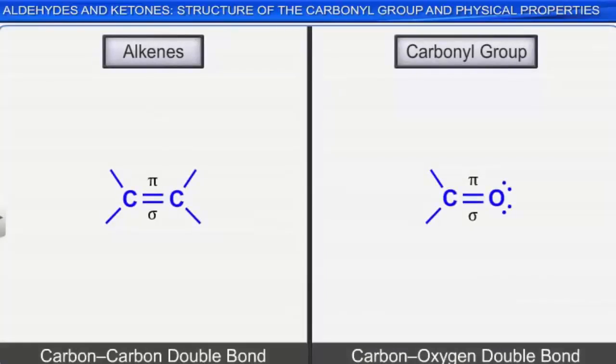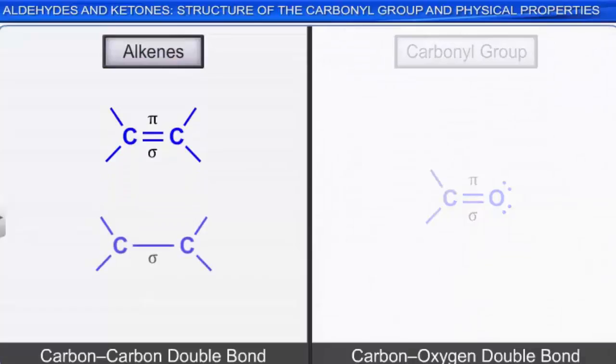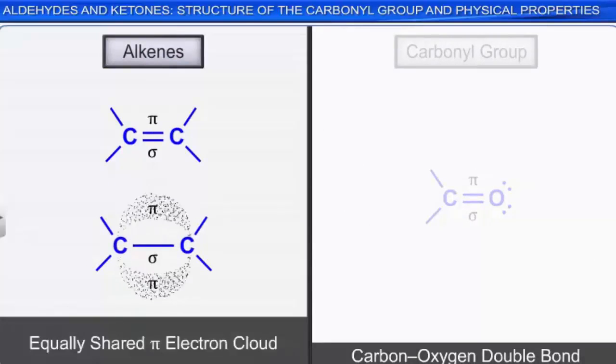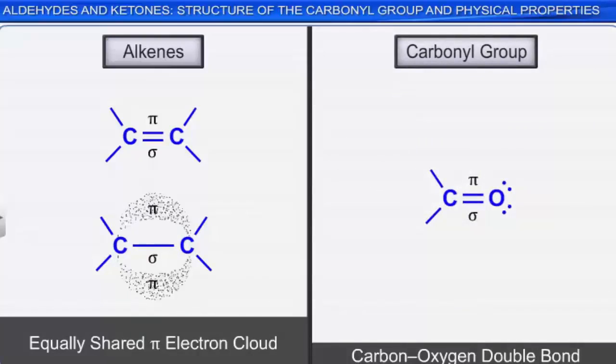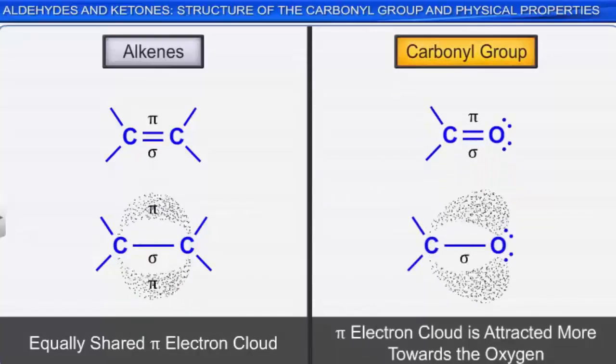It is important to note that the carbon-oxygen double bond in the carbonyl group is different from the carbon-carbon double bond in alkenes. In case of alkenes, the pi electron cloud is equally shared by two atoms, whereas in the carbonyl group, the pi electron cloud is attracted more towards the oxygen atom due to its greater electronegativity.